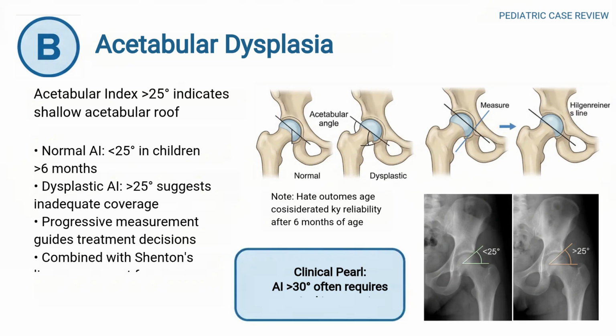An acetabular index greater than 25 degrees indicates a shallow acetabular roof. The normal acetabular index is below 25 degrees in children older than 6 months. A dysplastic acetabular index above 25 degrees suggests inadequate femoral head coverage. Progressive measurements are used to guide treatment decisions, and the acetabular index is combined with Shenton's line assessment for complete evaluation. The clinical pearl is that an acetabular index greater than 30 degrees often requires surgical intervention. Acetabular index measurement becomes more reliable and meaningful after 6 months of age.